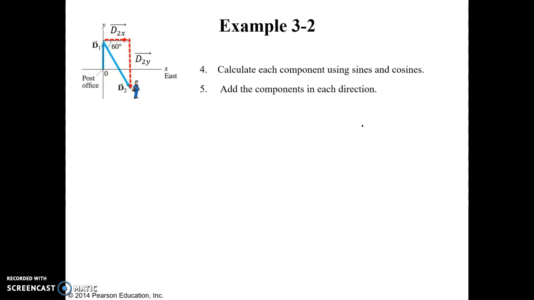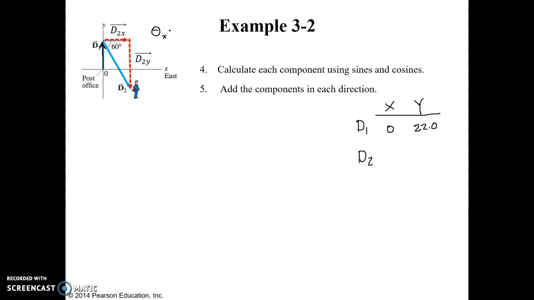So as I said before, I like to set up tables when I use the method of components. So we've got D1 and D2, and I want to find the x and y components of these. Now D1 here is just straight up. So its y component is 22.0. The x component is 0. It doesn't go to the right or the left. D2, however, does have both vertical and horizontal components. So I need to calculate what they are.